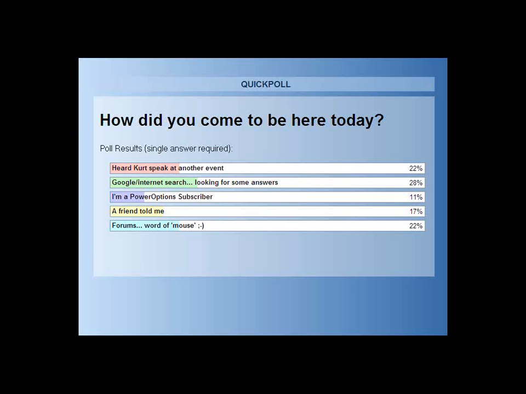Looks like 22% of you have heard Kurt speak at another event. 28% of you found radioactive trading through Google or basic internet search. 11% of you are Power Options subscribers. 17% heard about radioactive trading from a friend. That's fantastic. And 22% of our attendees today came across us through other forums. All right, let's go ahead and hide that poll.